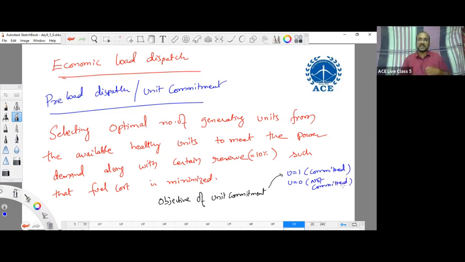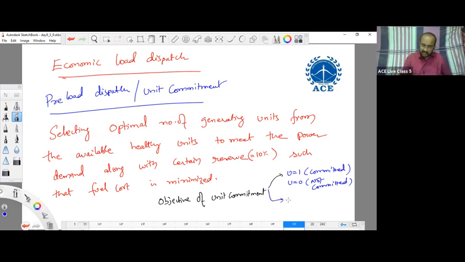So the load dispatch center calls the particular generation company and says that tomorrow you should generate this amount of power from this time to this time. If they say okay, then the unit will be committed for generation. So they should prepare for that. That is nothing but preload dispatch or unit commitment.